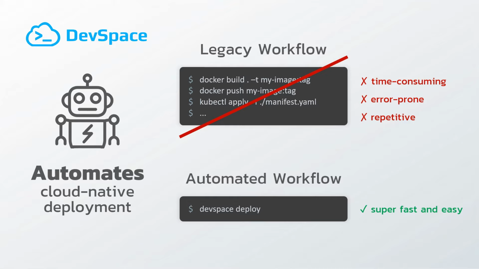DevSpace provides a better way to deploy to Kubernetes. With the command line tool of DevSpace, developers can deploy to Kubernetes with just a single command, devspace deploy. That is much faster and easier than remembering all the deployment steps and allows developers to test their code much quicker and easier in a production-like environment.